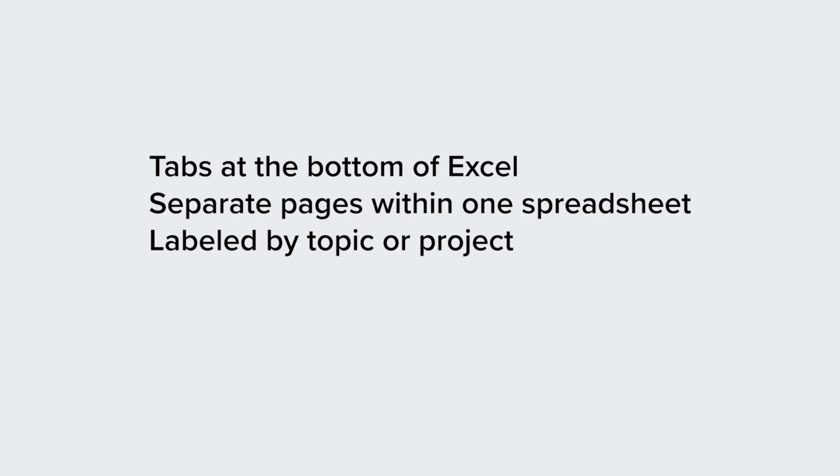You usually see worksheets in Excel as tabs along the bottom of the screen. Each tab represents a different page within the same spreadsheet file. The tab names often describe the topic or purpose of the data.